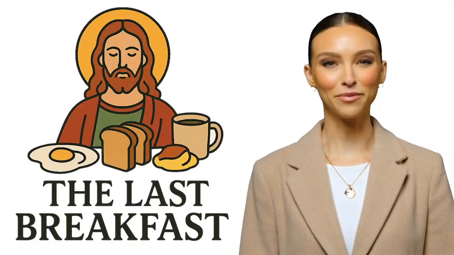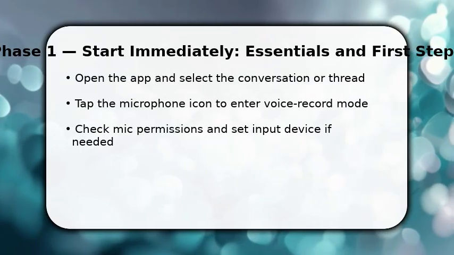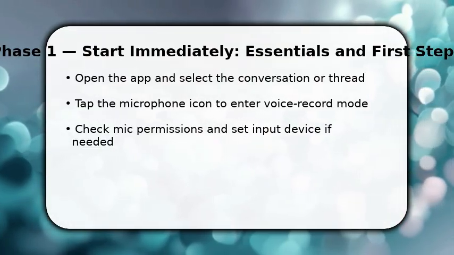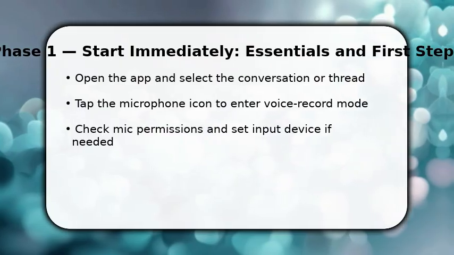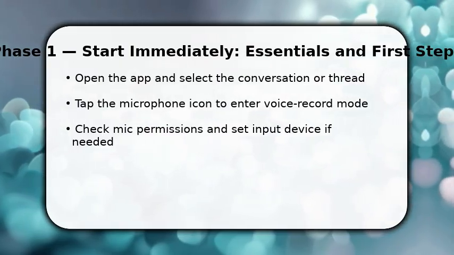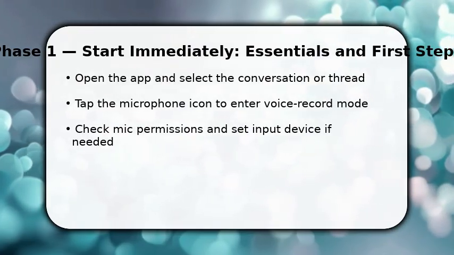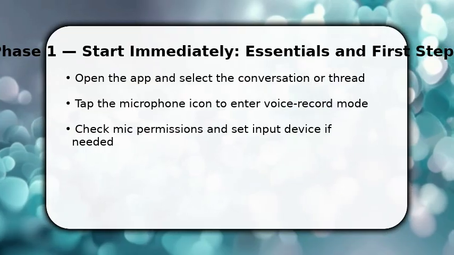Please enjoy the video. You begin by opening the thread where you want to add a voice message. Tap the microphone icon to start recording. This engages the app's voice mode immediately. Make sure your microphone permission is granted and the correct input device is selected because poor input causes muffled audio.